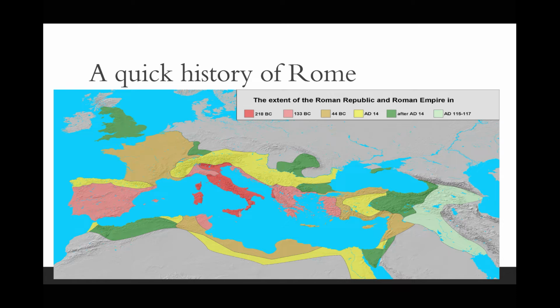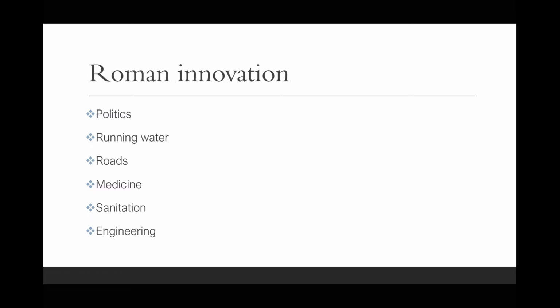The Romans, as we call them, did a lot of very good things. As you can see here, Roman innovation. They had a lot to do with politics. They had running water. They built roads. They had medicine. They had sanitation. They were very, very well known for their engineering. They actually invented concrete, a form of it.